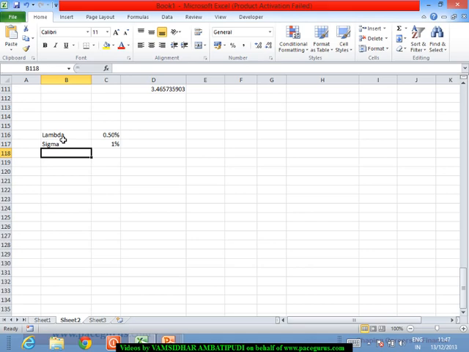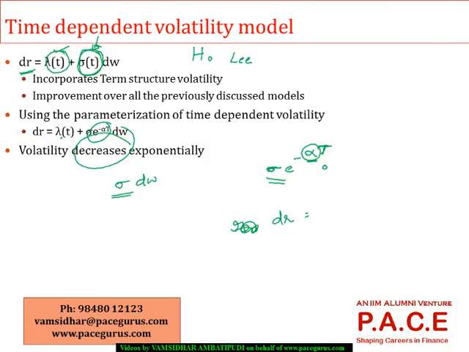Alpha, right, this time I'll take it as, let's say, 0.05, the decay factor. Some number I can very well take: 0.05, 0.1, whatever it is. Again, that is determined based on an arbitrage-free kind of scenario itself. Okay, so that's the reason I have parameterized even that aspect.